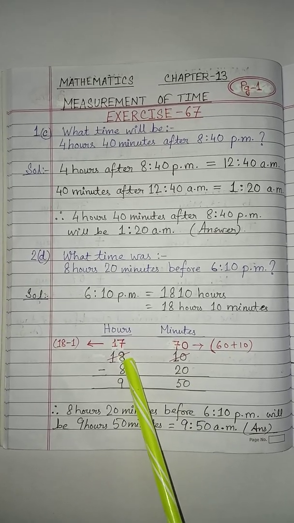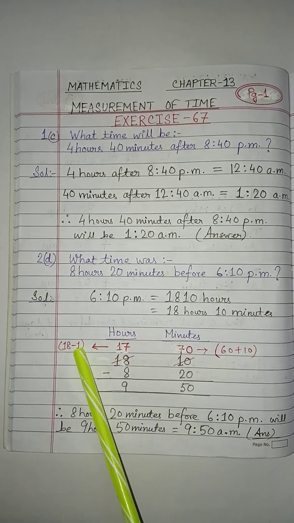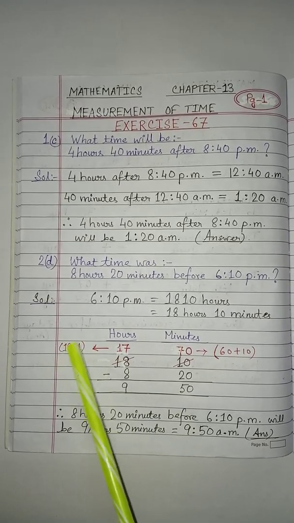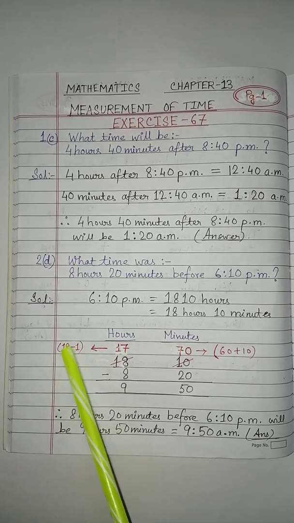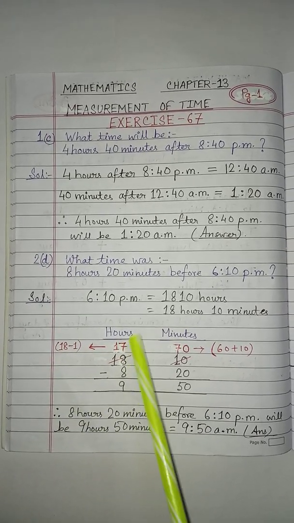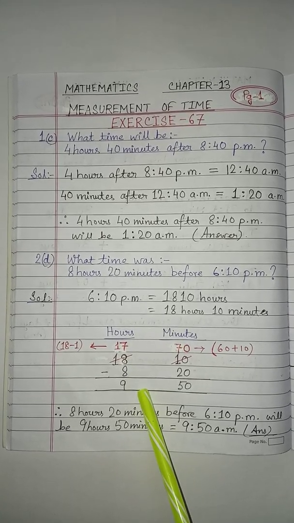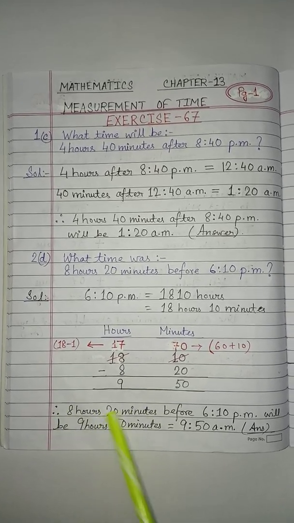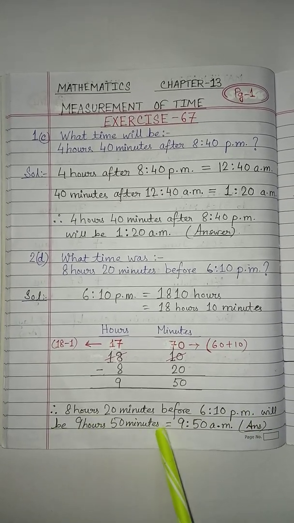Now let us move to the hours column. As I have already told you that I have borrowed 1 hour from the hours column. So how many hours am I left with now? 18 minus 1 is equal to 17 hours. Now from 17 hours, if I subtract 8 hours, I will get 9 hours. Therefore 8 hours 20 minutes before 6:10 pm will be 9 hours 50 minutes.